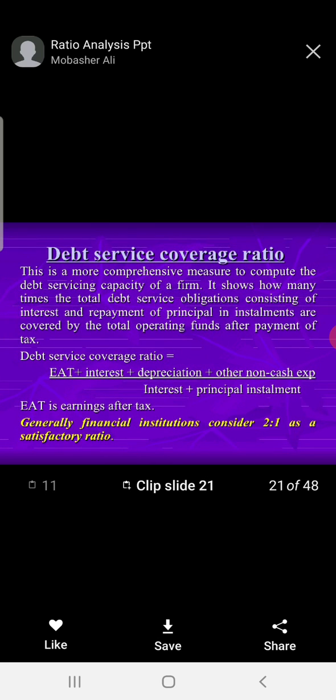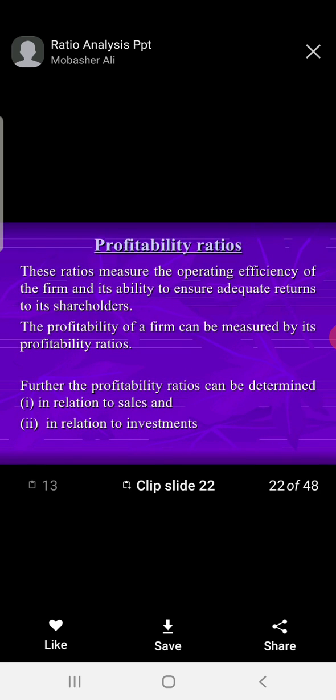Okay, the next is the debt service coverage ratio. This is a more comprehensive measure to compute the debt servicing capacity of the firm. It shows how many times the total debt service obligation, consisting of the interest and repayment of the principal installment, is covered by the total operating fund. So the formula is: EAT, earnings after taxes, plus interest plus depreciation plus other non-cash expenses, upon interest plus principal installments. You just have to remember the definition and formula, nothing more than that. Generally the financial institution considers 2:1 a satisfactory debt coverage ratio.